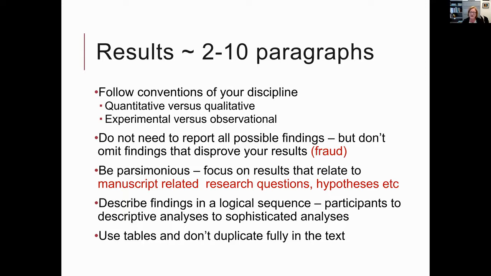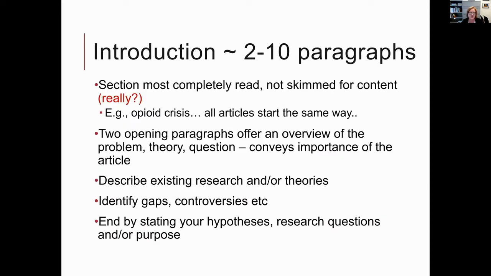You want to describe your findings in a logical sequence, often from participants to descriptive findings to more sophisticated analyses. Slightly different for qualitative research, but follows somewhat of a similar sequence. You use tables where you can, and make sure you don't duplicate fully in the text, because no one needs to read written out the percentage of participants in each subcategory of this and that. If you can look in the table, you can refer the reader to the tables.